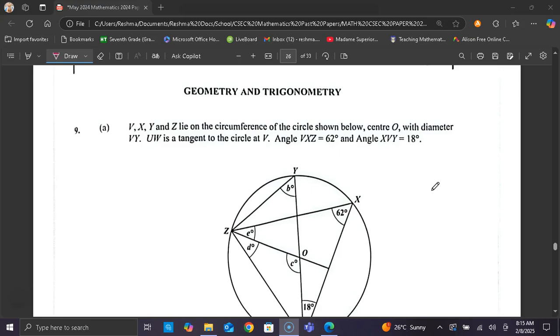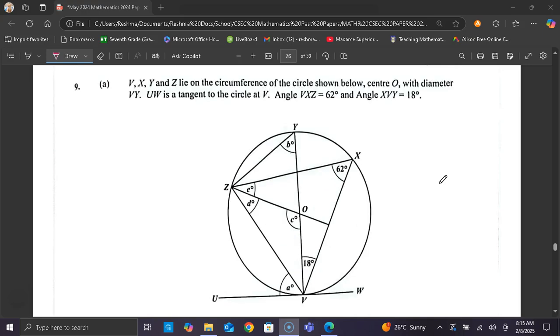So I want to finish up the June 2024 Paper 2 solutions. We were on question 9, which is on geometry and trigonometry. Part A has to do with circle theorems. We have points V, X, Y, and Z lying on the circumference of the circle shown below, center O, with diameter VY. UW is a tangent to the circle at V. Angle VXZ is 62 degrees and angle XVY is equal to 18 degrees.